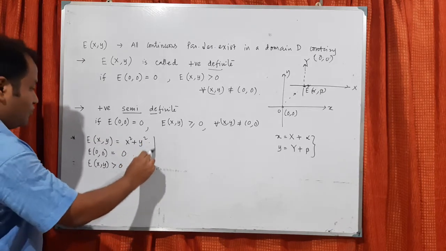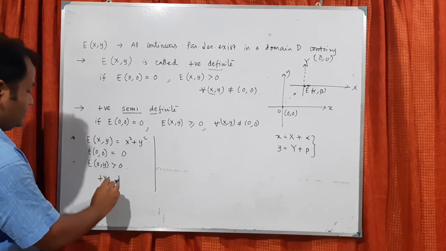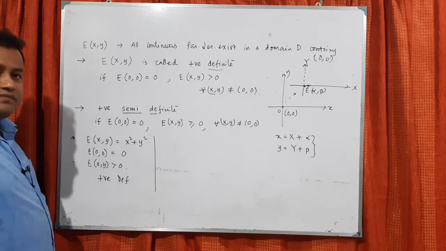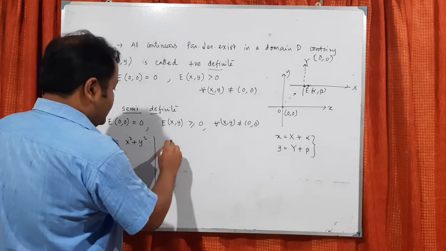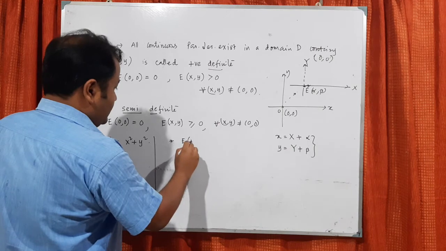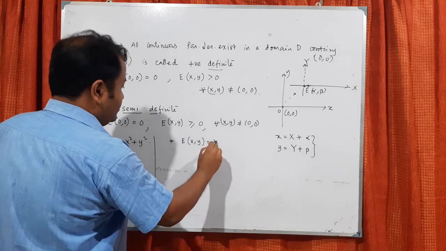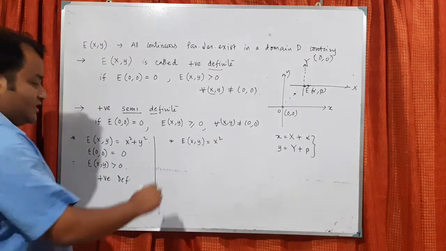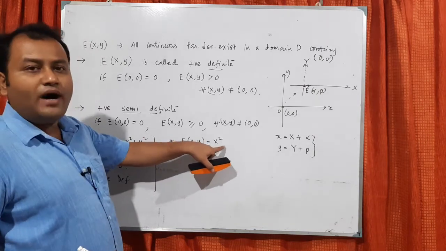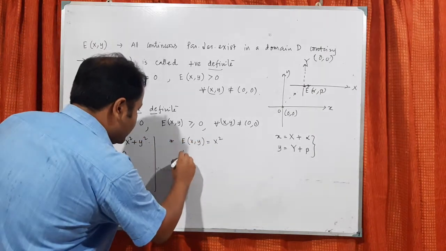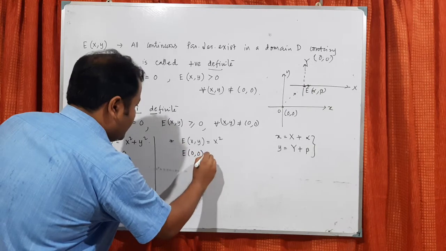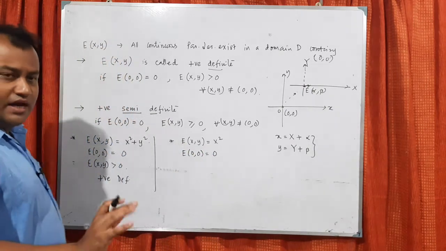So this is a positive definite function. Now if I take the second example, E(x,y) equals x square. So you can understand, now see, in this function there is no y present. So now E(0,0) will be 0, there is no doubt about that.